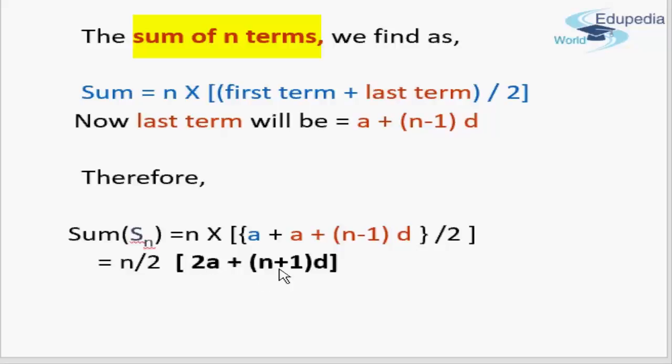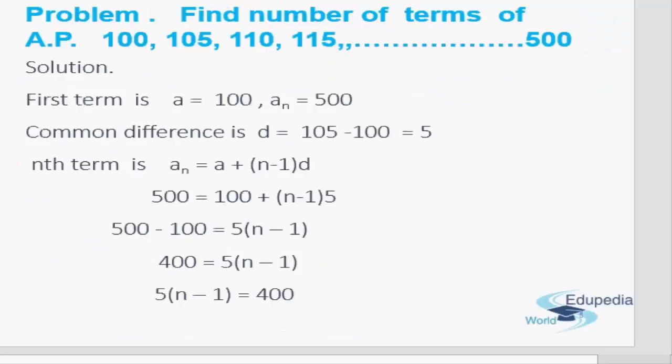So let's look at some of the questions. We'll be going through 3 questions in this lecture today for arithmetic progression. The first one is related to finding the number of terms, that is the total number of terms in this particular arithmetic progression.